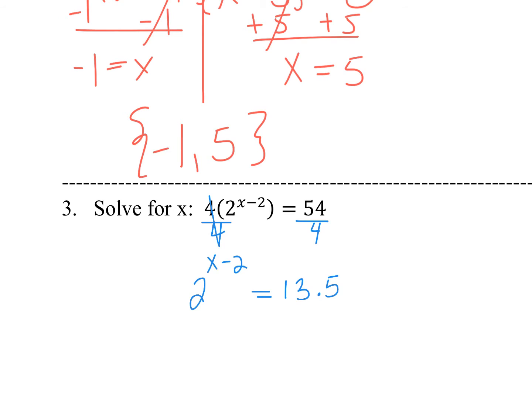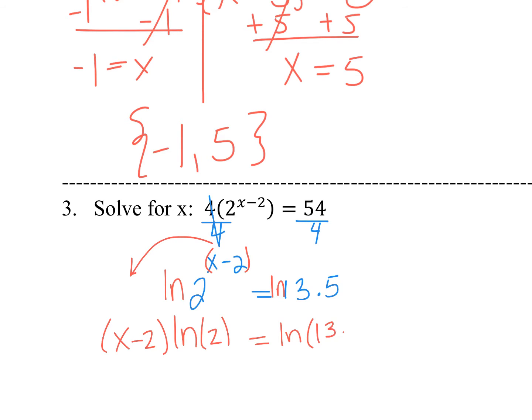And now what we're going to do is put a log or an ln in. I prefer ln, so I'm going to put an ln here and an ln here. This will come down as one whole piece. So it'll be x minus 2 times ln of 2 equals ln of 13.5.